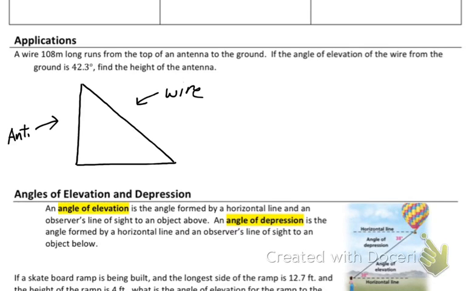So that wire is 108 meters long, and this is going to form a right triangle. Now it says the angle of elevation of the wire from the ground is 42.3 degrees. So they gave you two hints there. They said angle of elevation, and then they said from the ground.